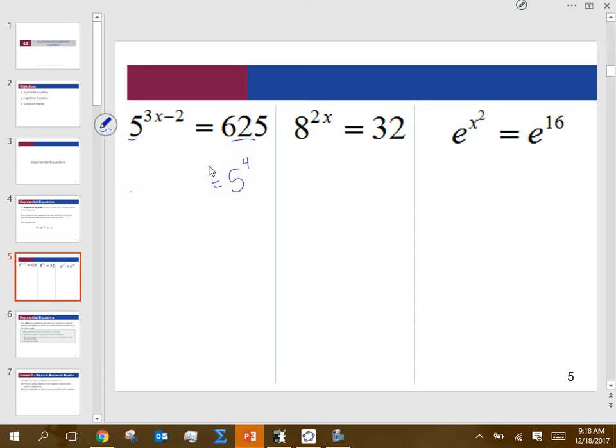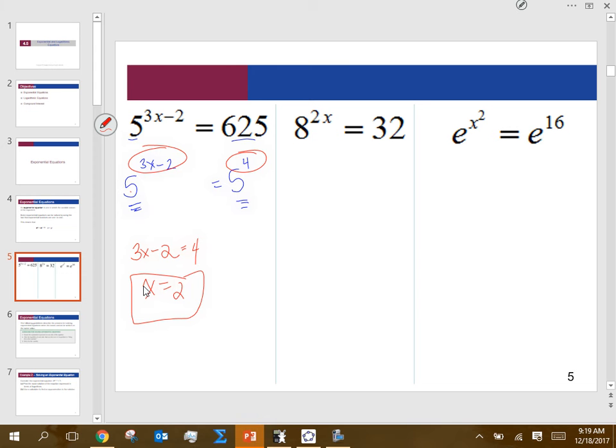But now, over here on the left, I get 5 raised to 3x minus 2. What's nice about that? Bases are the same now, right? So that one-to-one relationship says if the bases are the same, shouldn't those two exponents be the same? So that develops into a two-step equation, where we add 2, divide by 3, and solve for x. When we solve for x, we can plug it back in up here.